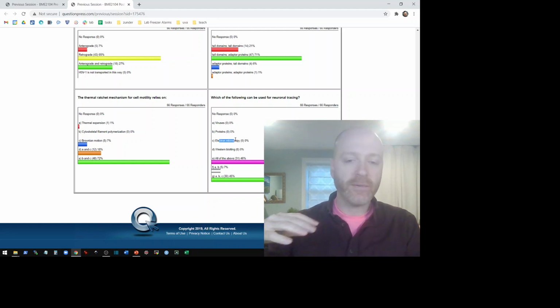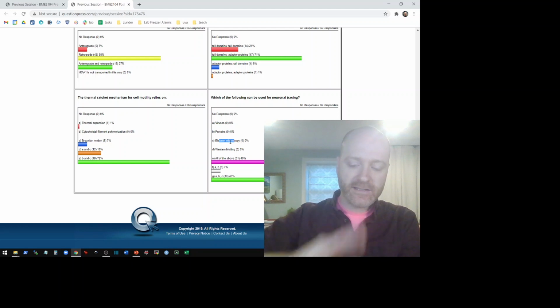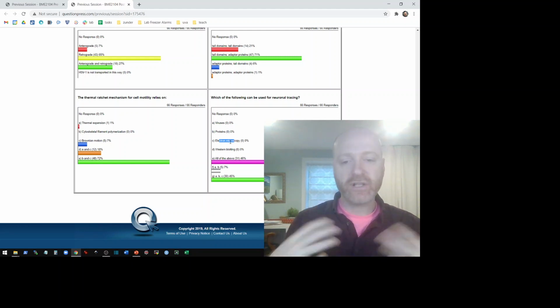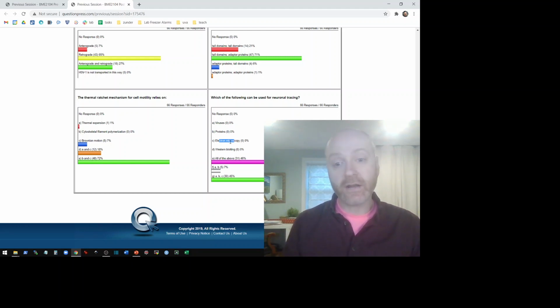This was in the table in the slide. We could just take lots of sections of electron microscopy and recreate a three-dimensional, very high-resolution image of tissue with neurons in it, and we can use that for neuronal tracing.